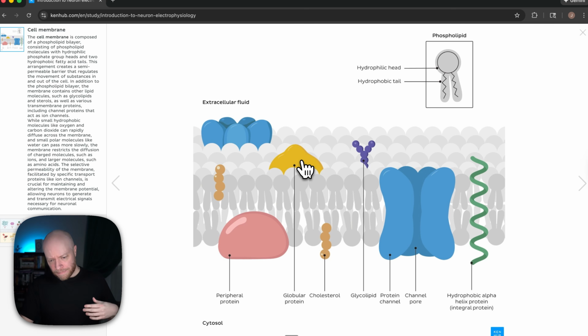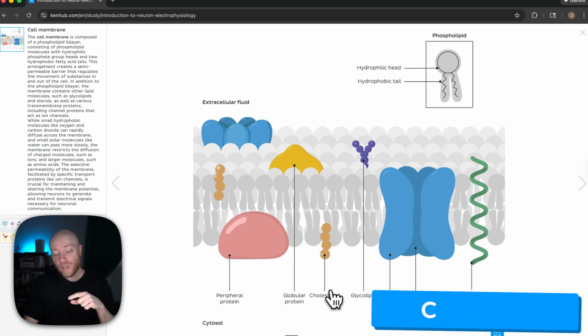Globular proteins can attach to a variety of different things, kind of like transporters. They can even move things in and out of the cell if they need to. It kind of depends on what it is. But you could think of a globular protein as attaching to something more often than not. Then over here we have cholesterol.